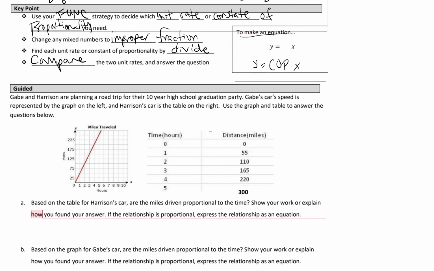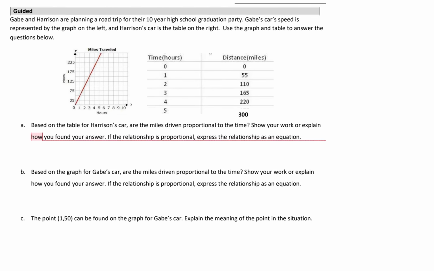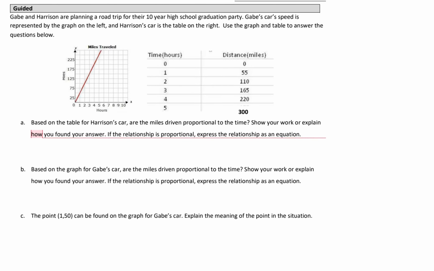Okay, so for our guided example, we have a couple different types of proportions that we're going to see. Is it proportional or not? We have a graph and we have a table. So here we go. Gabe and Harrison are planning a road trip for their 10-year high school graduation party. Gabe's car's speed is represented by the graph on the left, so I'm going to say this is Gabe. And Harrison's car is the table on the right. Use the graph and the table to answer the questions.